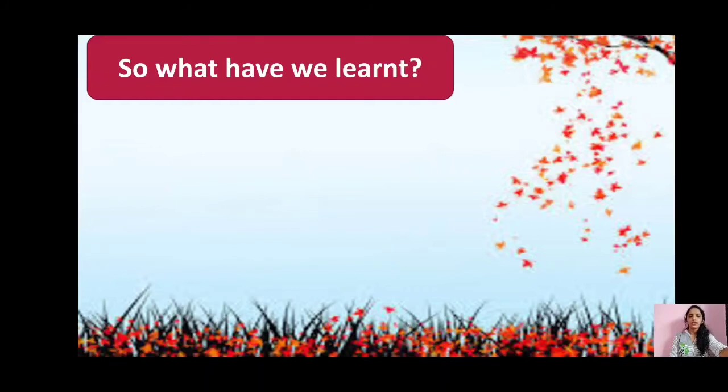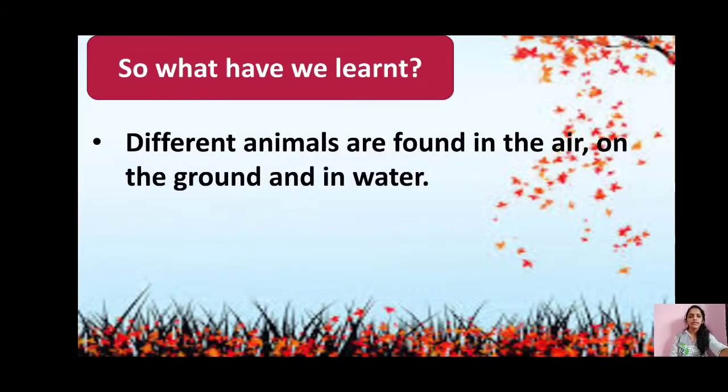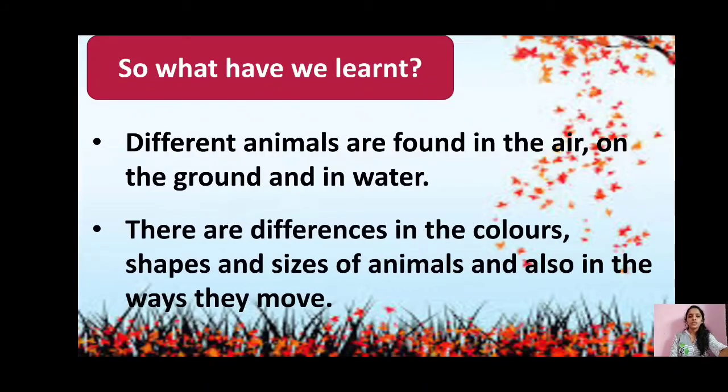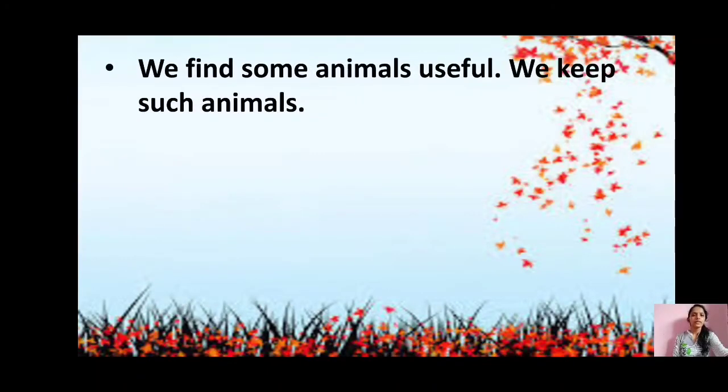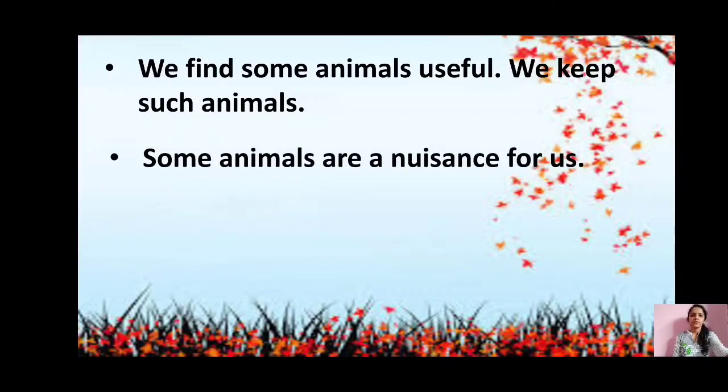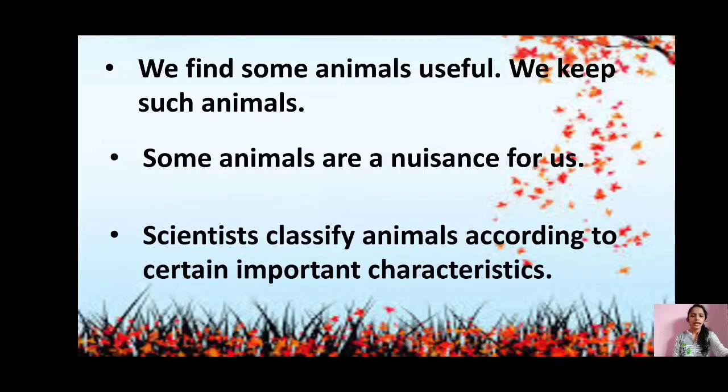So, what have we learned from this chapter? We have learned that different animals are found in the air, on the ground, and in water. There are differences in the colors, shapes, and sizes of animals and also in the ways they move. We find some animals useful. We keep such animals. Some animals are a nuisance for us. Scientists classify animals according to certain important characteristics.